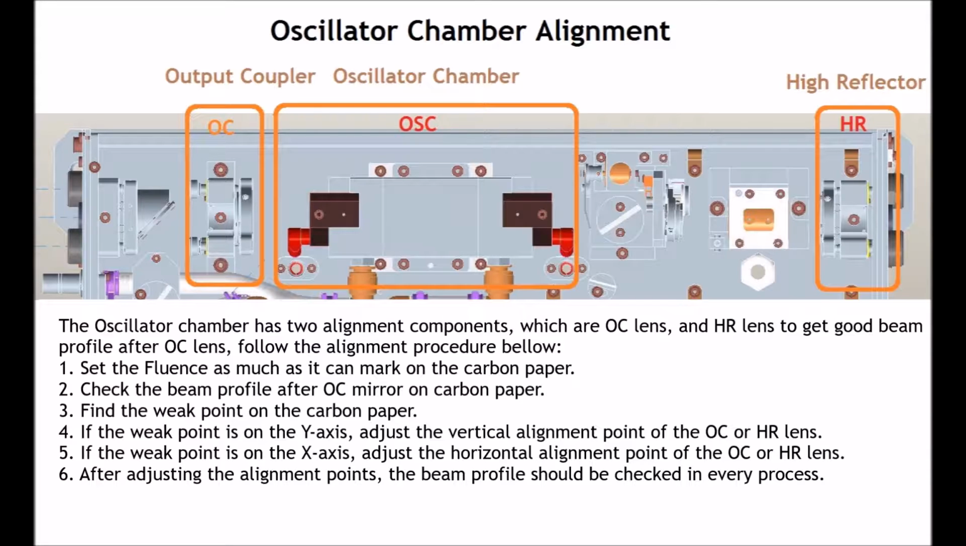1. Set the fluence as much as it can mark on the carbon paper. 2. Check the beam profile after OC mirror on carbon paper. 3. Find the weak point on the carbon paper.